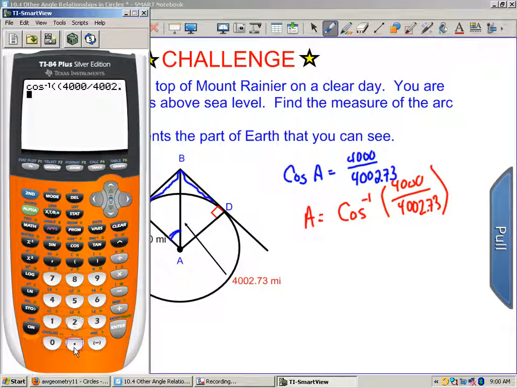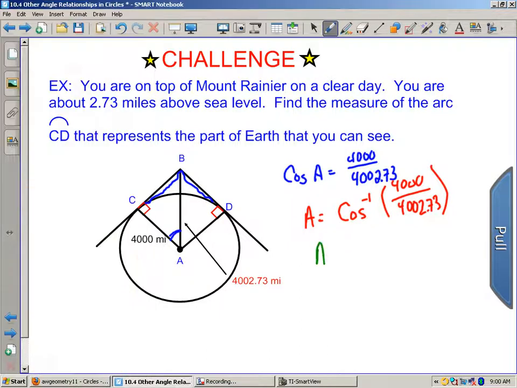And we get that the measure of the half angle is 2.12 degrees. So angle A is 2.12 degrees, and if I double it, then the whole angle, arc CD, should be double that, which would be 4.24 degrees.